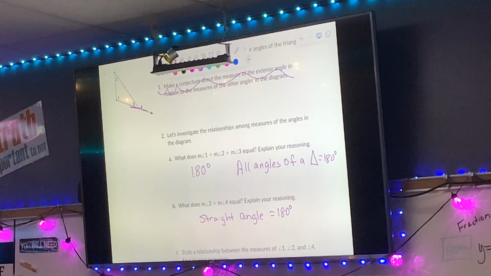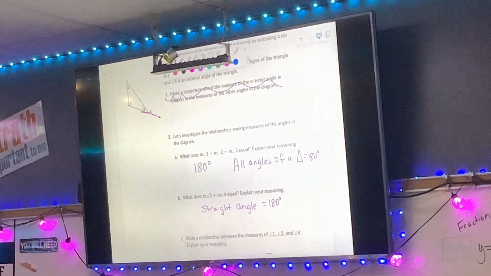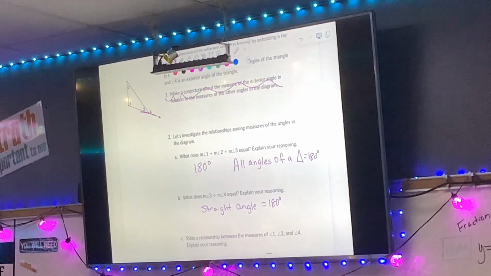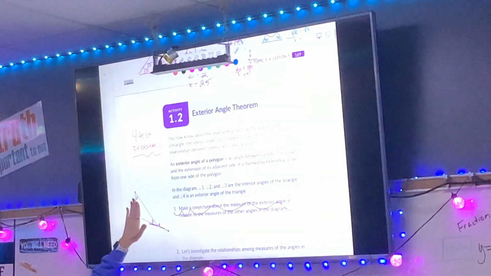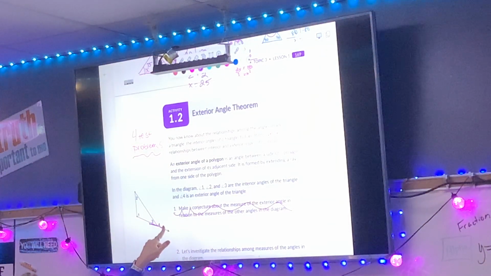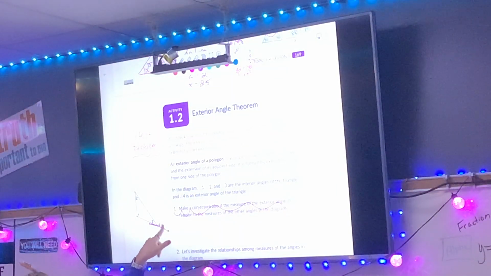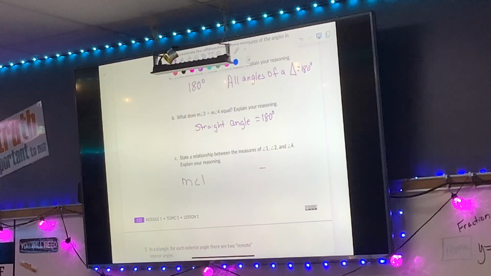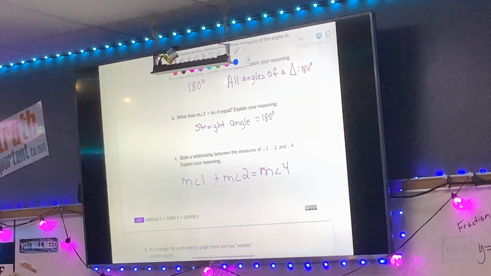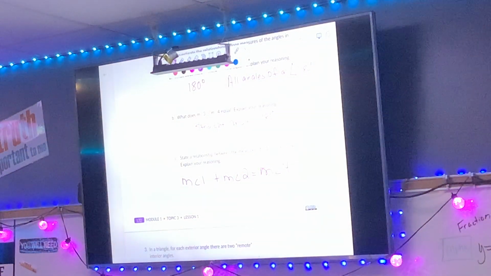Okay, so now this is the fun part. State the relationship between the measure of angle 1, the measure of angle 2, and the measure of angle 4. This is where we're going. Do you see I have 2 opposite interiors from my exterior? Do you see it's outside? It's called an exterior angle. Okay? So, how you would do this is the measure of angle 1 plus the measure of angle 2 equals the measure of angle 4. Make sure you write that.